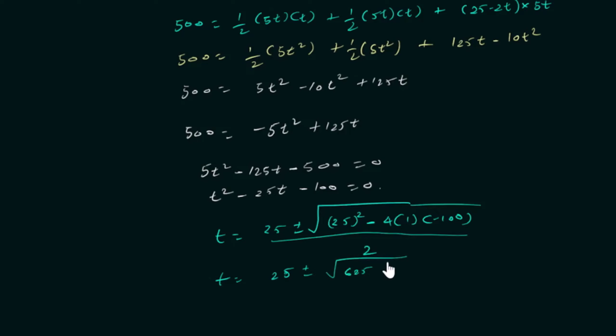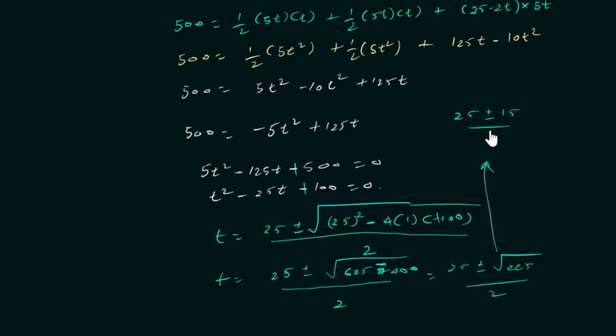Okay, so you will get t equals to 25 plus or minus, this is going to be 625 plus 400 divided by 2, right? We have made one mistake over here, so this is basically plus plus plus, this would be minus. Okay, so this is 25 plus or minus, this is 25 by 2, so this will be 25 plus or minus 15 by 2. So we will have two answers, like 25 plus or minus 15.